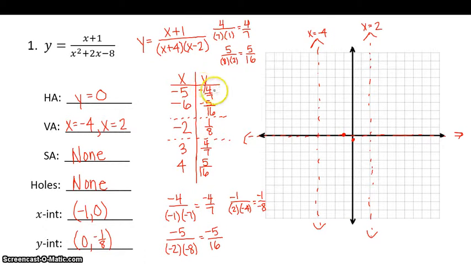So negative 4/7 is a little over half. Negative 5/16 is a little over a fourth. So I'm going to go ahead and plot all these points. So negative 5, and then negative a little over a half is what that comes out to be. And then negative 6, and that's about a fourth.